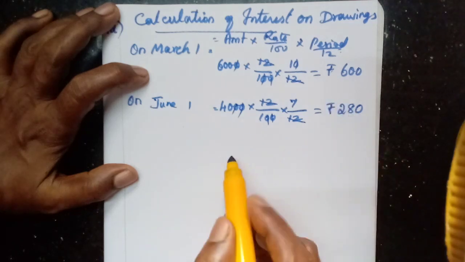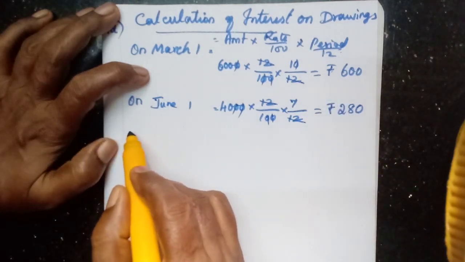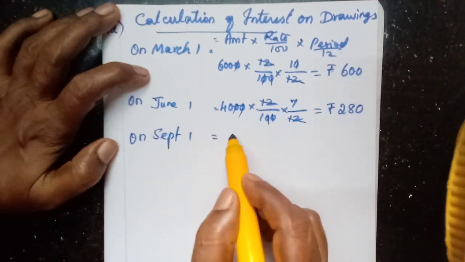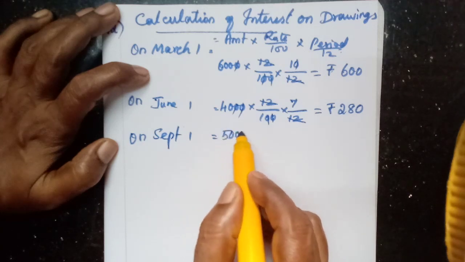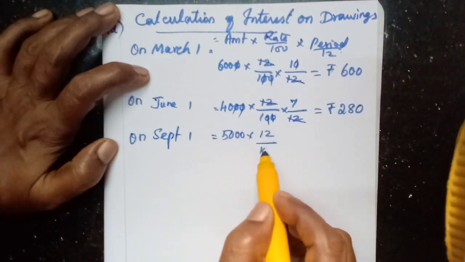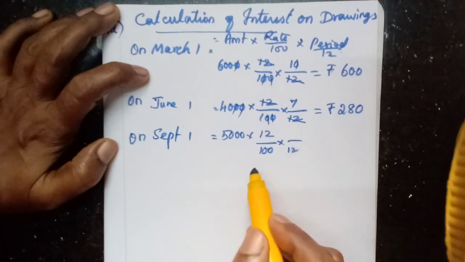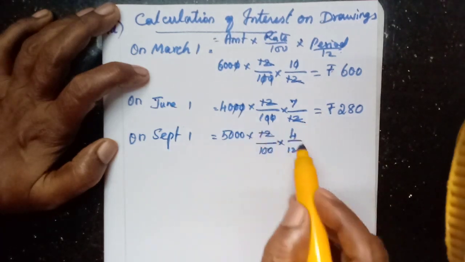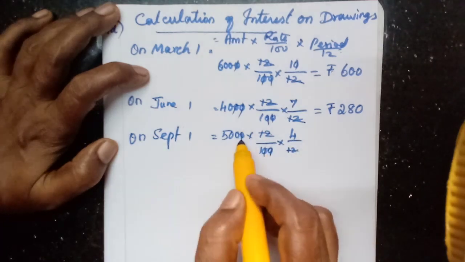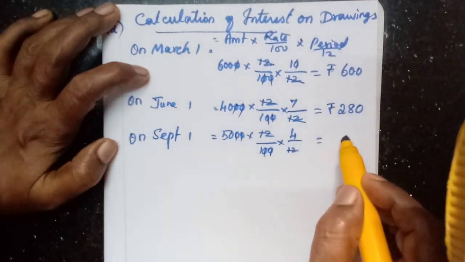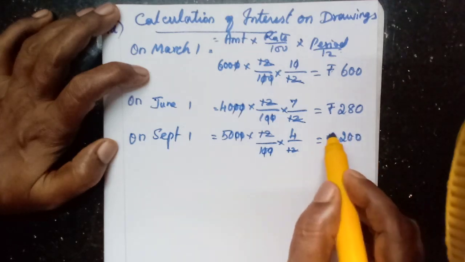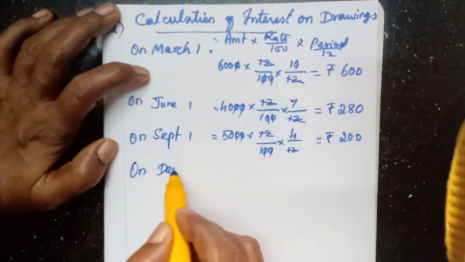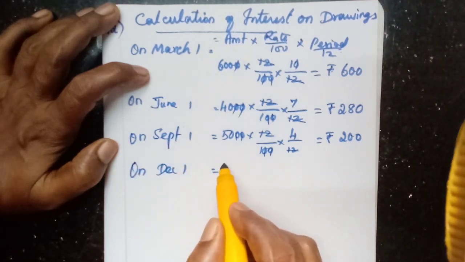Then rupees. Next one, on September 1, that date he has withdrawn 5,000 into 12 by 100 into 12. Calculate the number of months: September, October, November, December, 4. This 12, this 12, 5 4s are 20, 0, 200. Then the last one, December 1, amount 2,000.